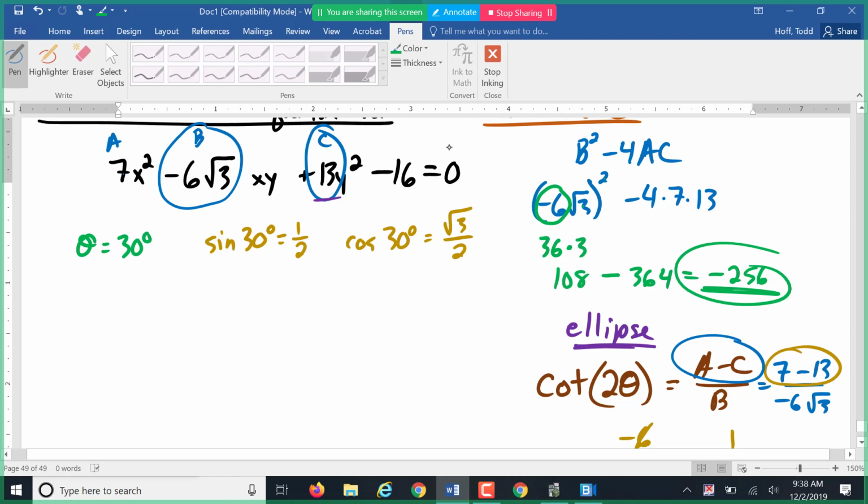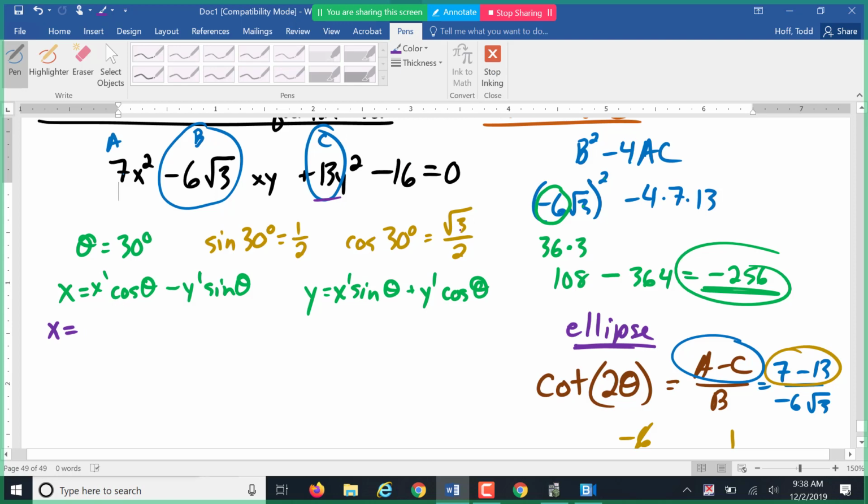We know that x is going to get substituted with x prime cosine theta minus y prime sine theta, and that y is going to get substituted with x prime sine theta plus y prime cosine theta. So let's complete that substitution.